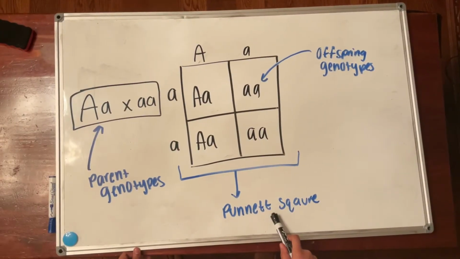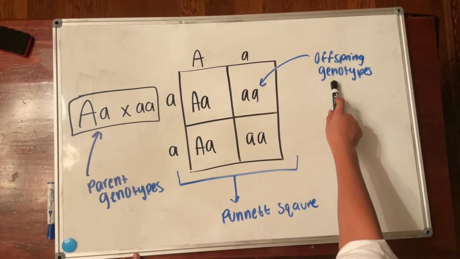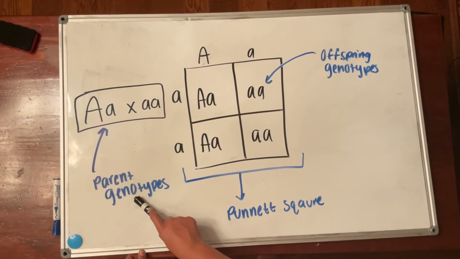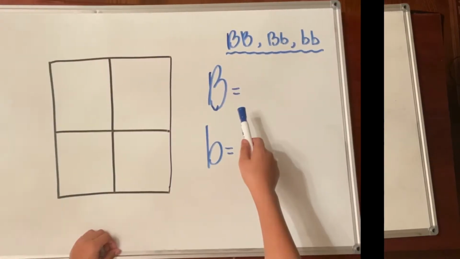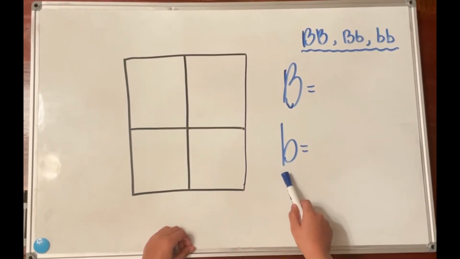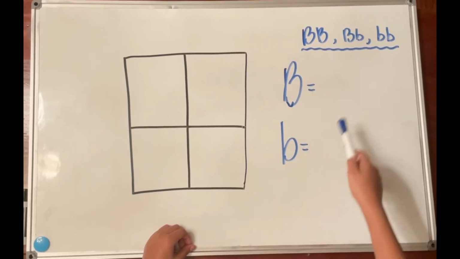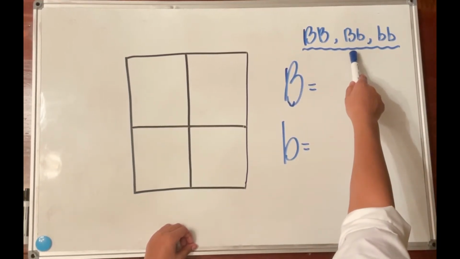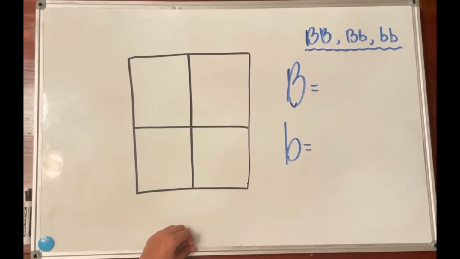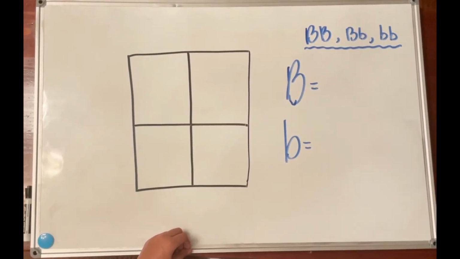The best way to show inheritance patterns is through a Punnett square. Punnett squares predict offspring genotypes from certain parental genotypes. For example, in this Punnett square, big B is the dominant allele and little b is the recessive allele. A dominant allele determines the trait no matter if it is paired with a little b. The only time a recessive gene determines a trait is if there are two recessive genes, or little b, little b.